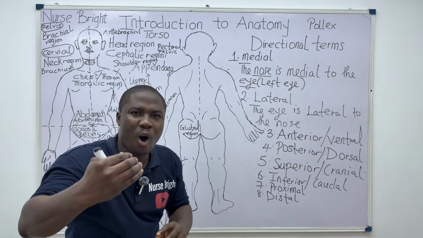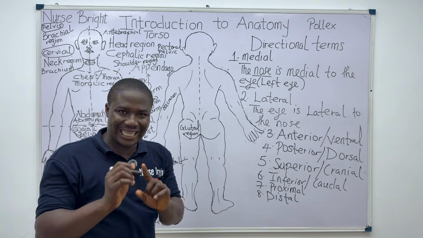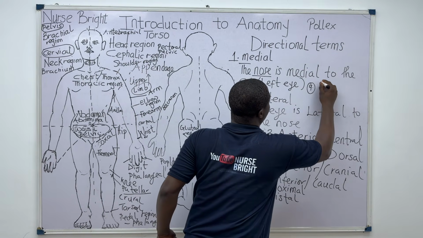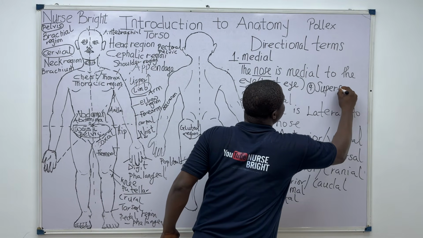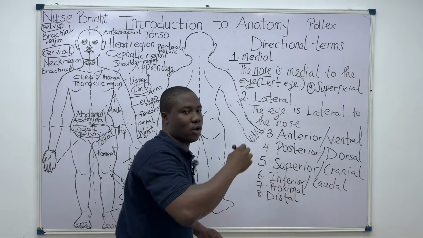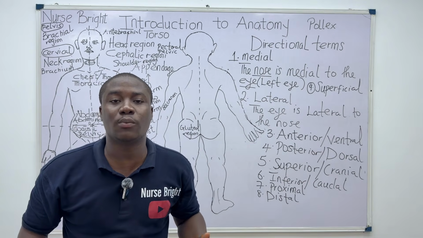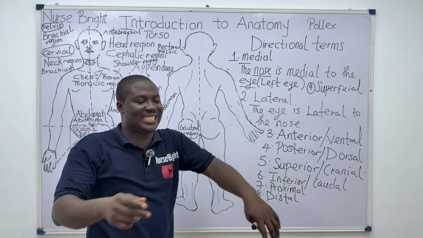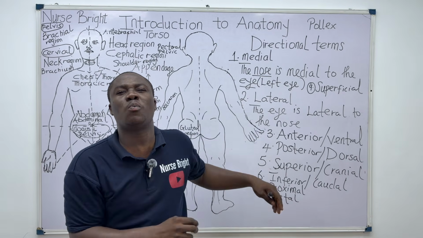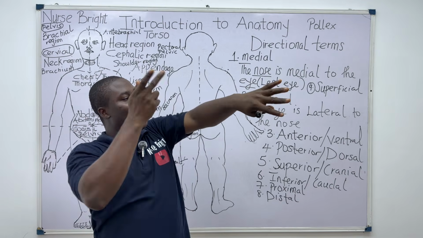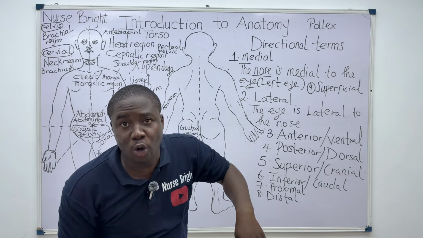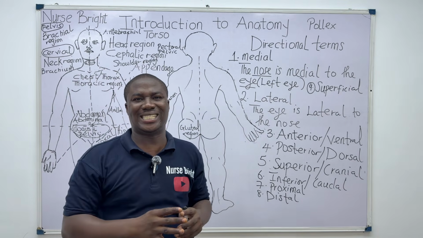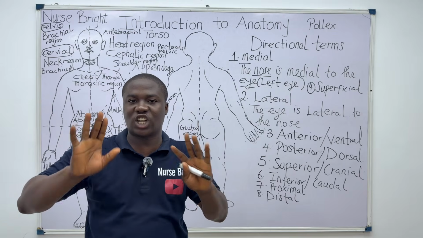Now moving into more directional terms, like the term superficial. That's number 9. Pay attention. A structure in the body is said to be superficial if it is closer to the surface of the body. Very easy. That means the skin is superficial to our muscle. Yes, the skin is superficial to our bone, because before you can see your bone, the skin needs to be removed. Do you understand? That is what superficial actually means.